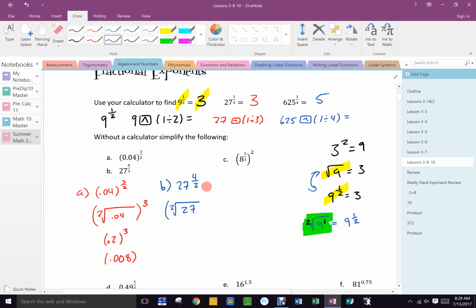And what power am I going to put this to? 4. Brilliant! Now, what is the cube root of 27? You all know this already. What is it? You have it memorized. 3. 3 to the 4th power. 3 to the 4th power is? 3 times 3 is 9. Yeah, 81. Everybody cool?